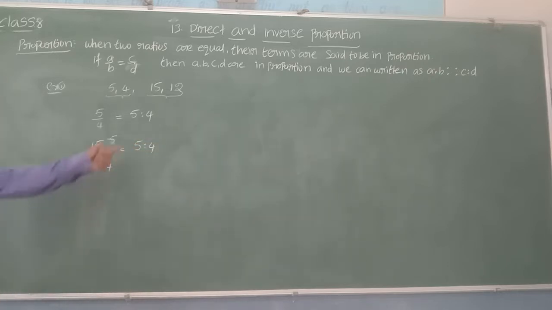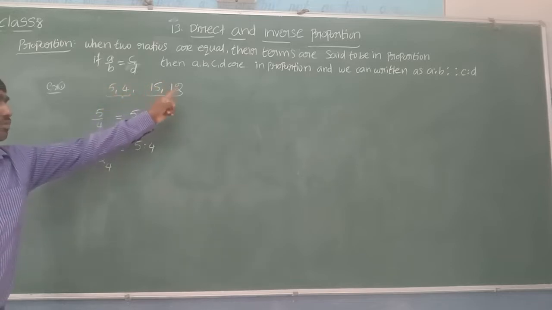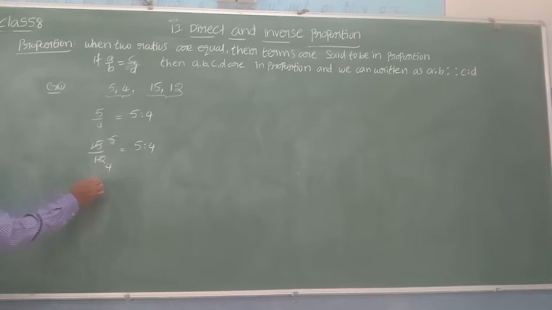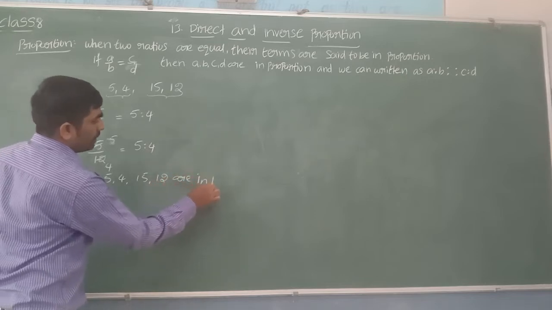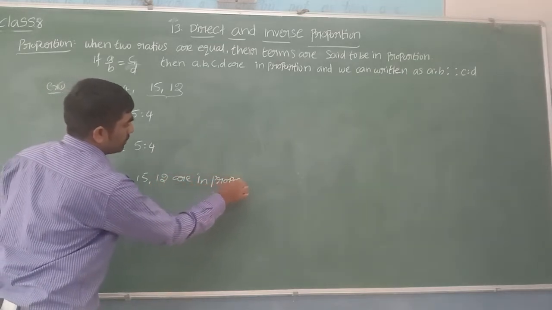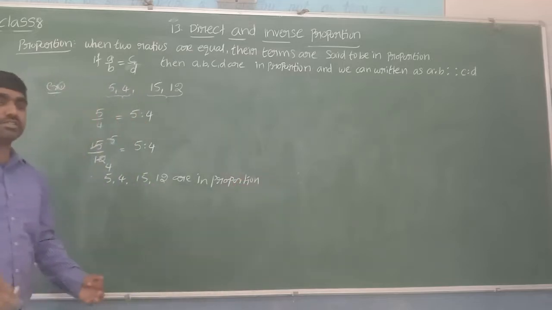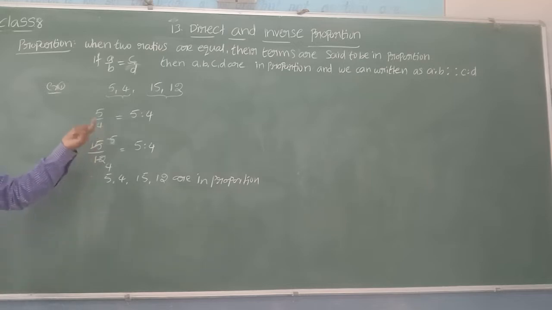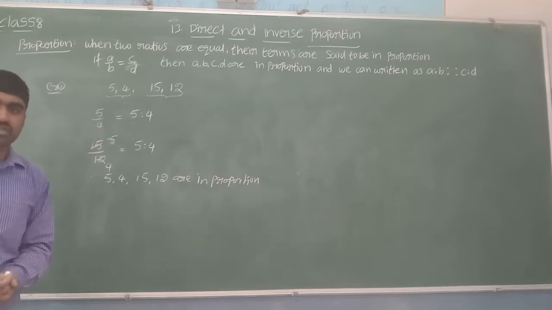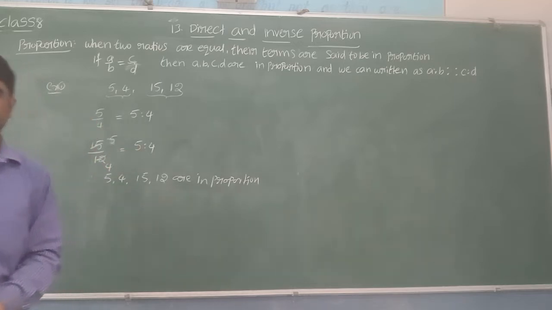Yes. Now, equality of two ratios. These two ratios are equal. Now what can we say? 5, 4, 15, 12. These are the four terms which are in proportion. Yes. Then we can say that 5, 4, 15, 12 are in proportion. The reason is that the two ratios are equal. Hope it is clear. The equality of two ratios is called proportion.